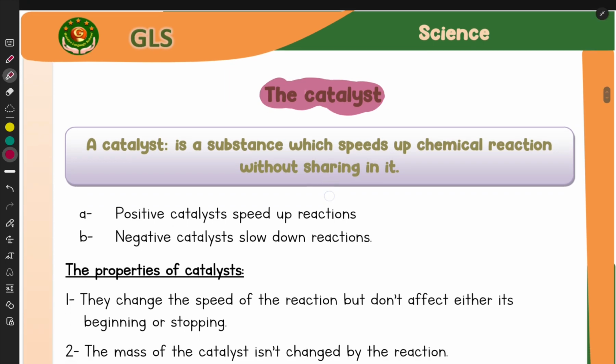The catalyst is a substance which speeds up the chemical reaction without sharing in it. This is very important to know: without sharing in it. Okay, let's go back because it's hidden.